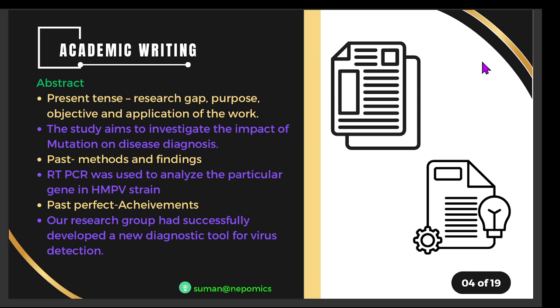And next, for explaining your methods and findings in the abstract section, you can use the past tense. For example, RT-PCR was used to analyze a particular gene in the HMPV strain. Similarly, if you want to explain your achievement in the abstract section, you just need to use the present perfect tense. For example, our research group has successfully developed a new diagnostic tool for virus detection. So you can use past perfect, actually, in this case.